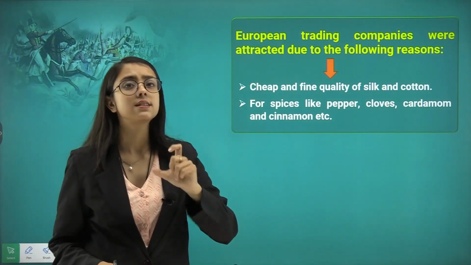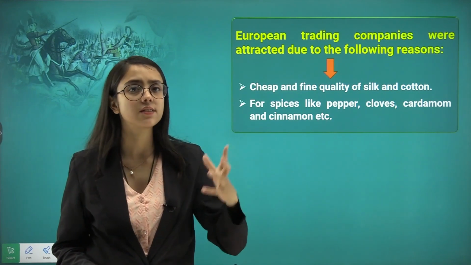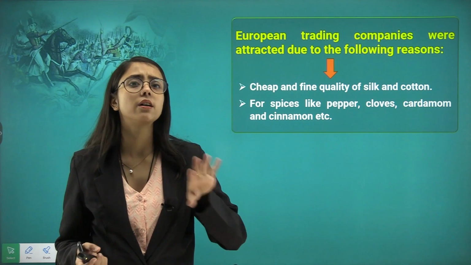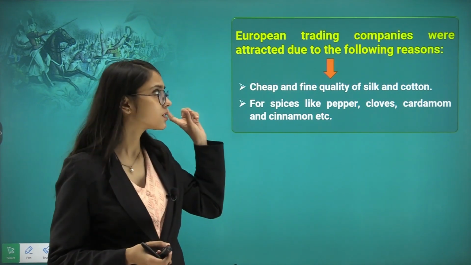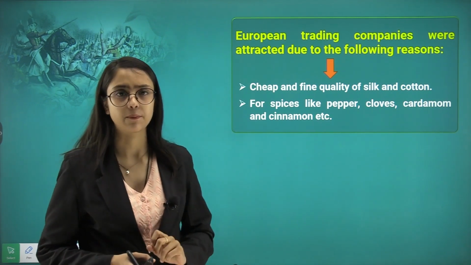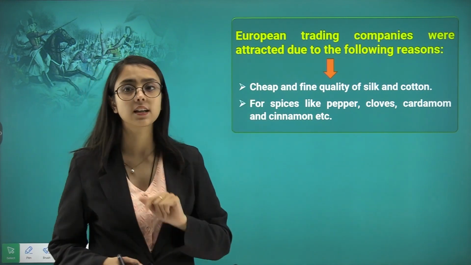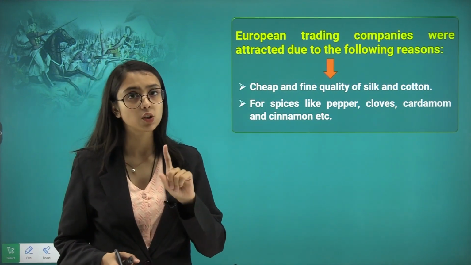So what was the reason behind the attraction, as we discussed, that why all these people wanted to come to India for trade? So what was the reason behind this attraction? Let's see. First reason is that there was cheap and fine quality of silk available. Not just silk but cotton also.